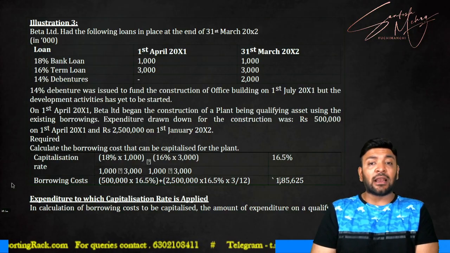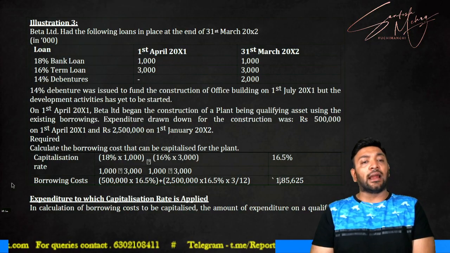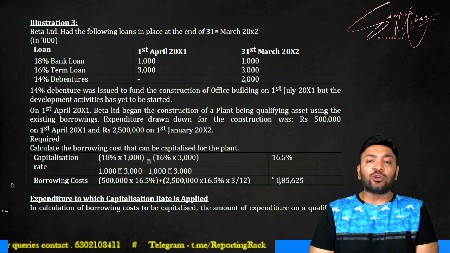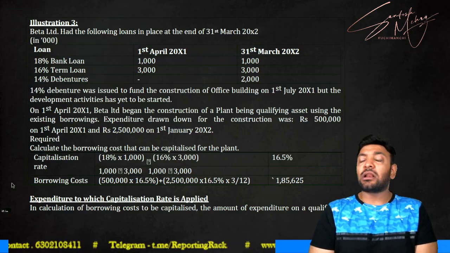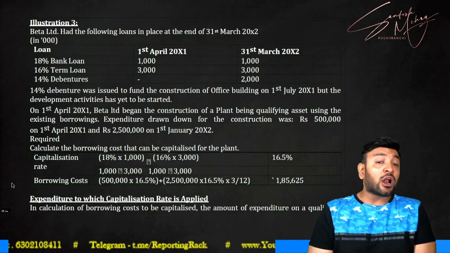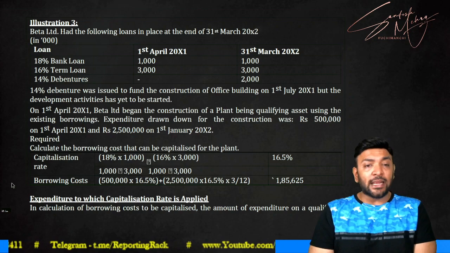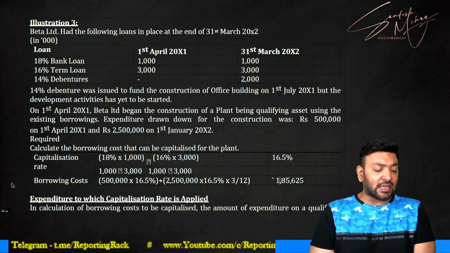Even on 1st April and 31st March. But there was a new debenture which was issued by the end of the year in the form of 14% debentures for 2000. What is the actual date on which they issued the debenture? I don't know. But it was not there at the beginning. It was there towards the end of the year. That means these 14% debentures were issued somewhere during the year.